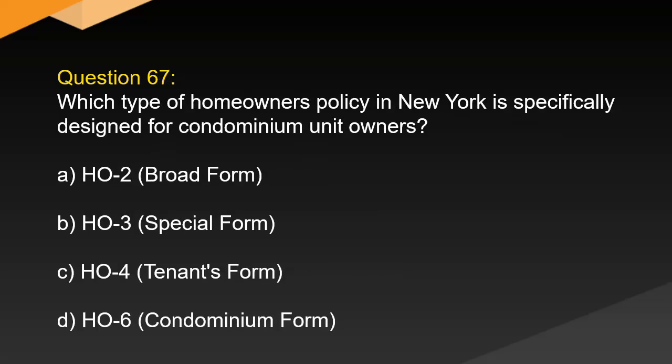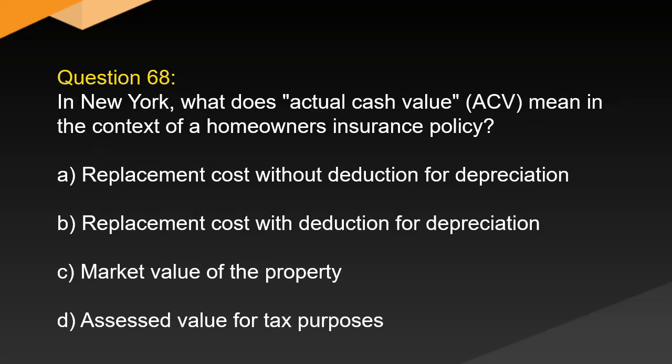Question 67. Which type of homeowner's policy in New York is specifically designed for condominium unit owners? A. HO2, broad form. B. HO3, special form. C. HO4, tenants form. D. HO6, condominium form.